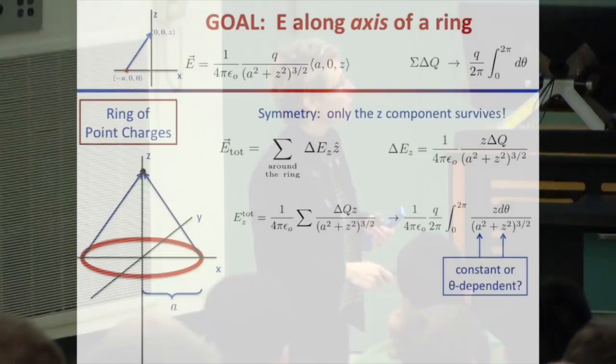No, it's constant, right? My observation point is up here on the z-axis. I am going to sum over the ring. But as I do that, I'm not letting the radius of the ring change. That's fixed. It's given to me. So A is a constant.